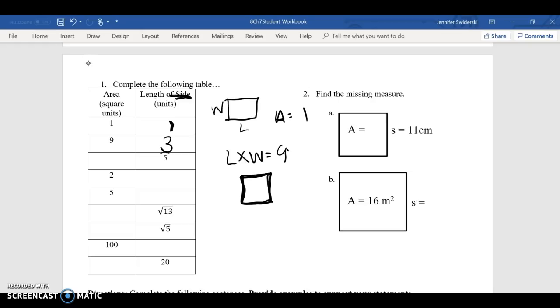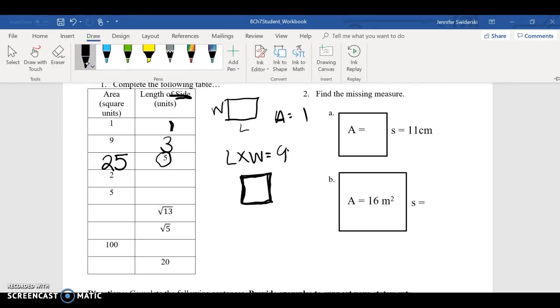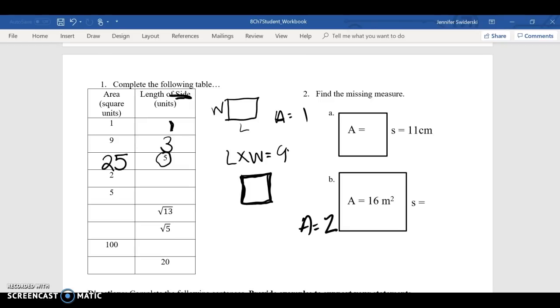Now they say, what if we had a square and all sides were 5? What would my area be? Well, 5 times 5 is 25. How would I find the side of something if I have an area of 2? What two numbers can I multiply together to get 2? If we have a square and the area is 2, what we're actually going to do is take the square root of 2. That's saying the length is square root 2 and my width is also square root 2. So when I multiply two square roots together, I just get the 2.